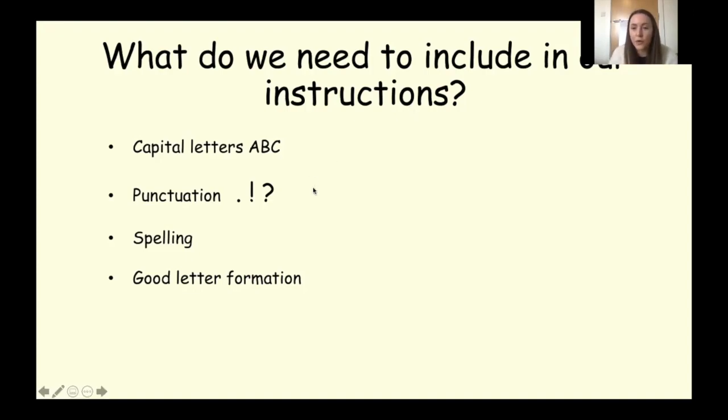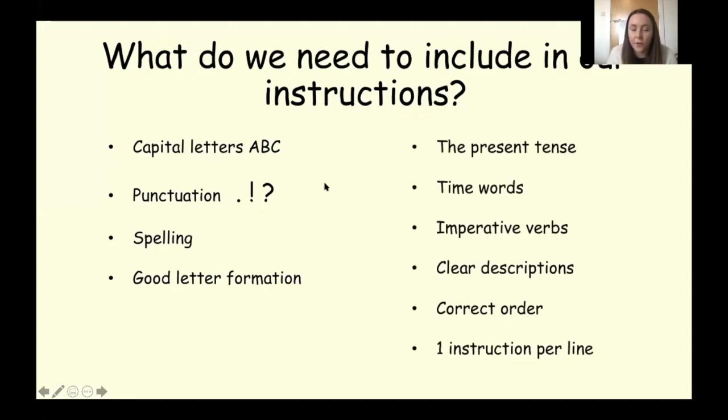And then there's some more specific ones that we need to add in when we're writing instructions. So here are our ones for instructions. These are the things we need to include for our instructions. So we've got the present tense. So we are writing for things that are happening now. We're not talking about things that happened last week or things that are happening tomorrow. We are talking about things that are happening now. And we need to be including those really amazing time words that you have been learning at school. And I will give you some examples of those in a minute.